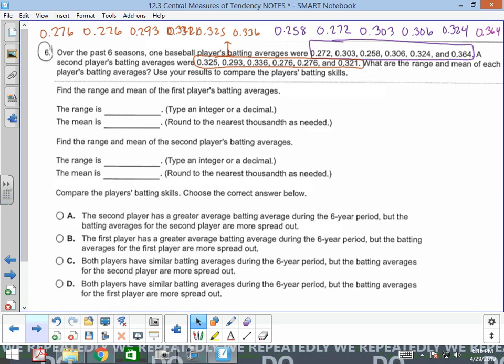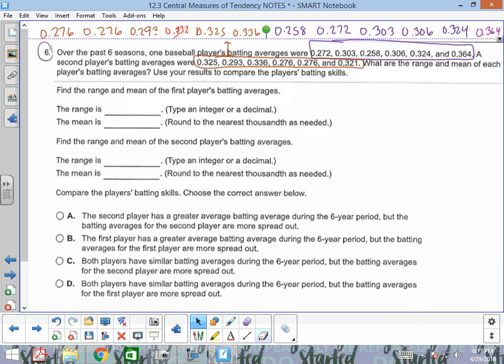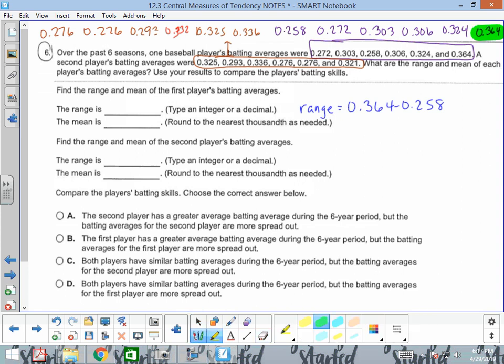All right, number 6. Now I put these numbers in order. These are a bunch of decimals for batting averages for certain baseball players. I'm not sure who they are. For set A, the first baseball player, I put the answers over here in purple. Set B, the red, is set B. I can't read all that. I think that says 0.332. That's terrible. Okay, so the range of the first baseball player is 0.364 minus 0.258, the biggest minus the smallest.